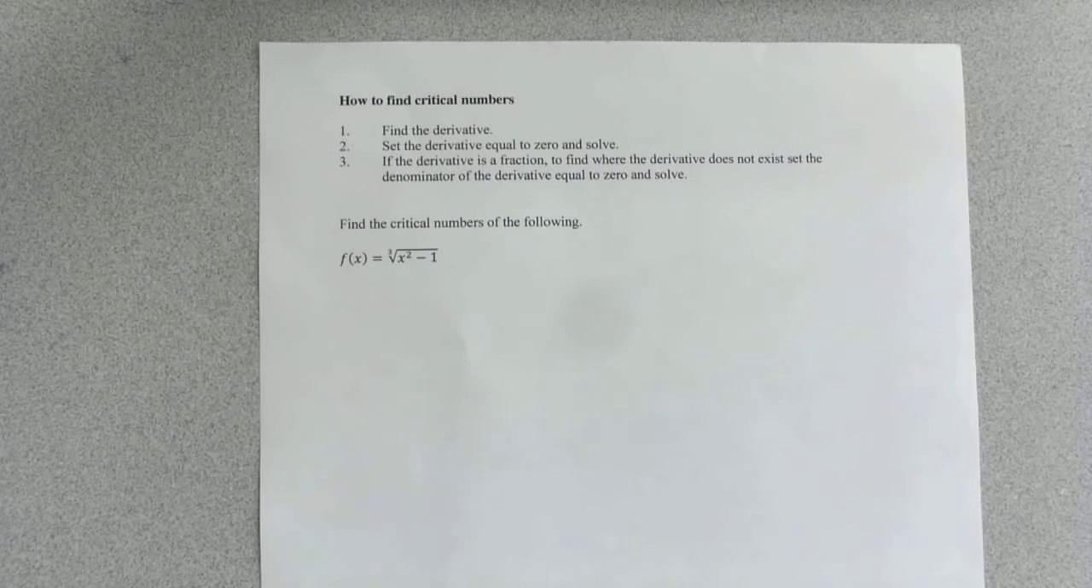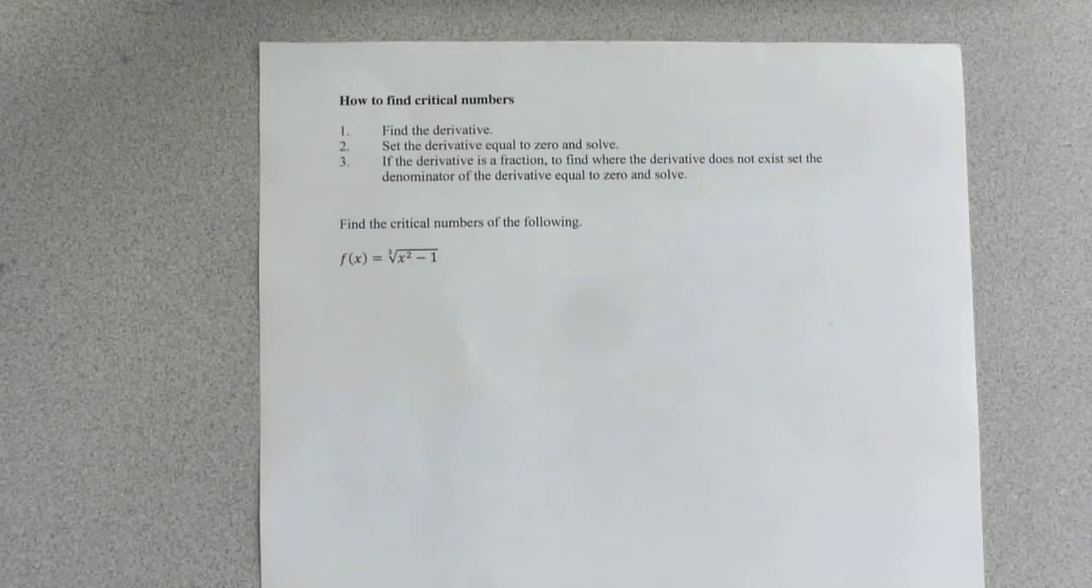Mostly what I'm practicing here for you is algebra. The derivatives we should be pretty good at by now, but some of us need a little help with our algebra. So how to find critical numbers. 1, find the derivative. And that's kind of the end of the calculus right there. 2, set the derivative equal to 0 and solve. 3, if the derivative is a fraction, to find where the derivative does not exist, set the denominator of the derivative equal to 0 and solve.